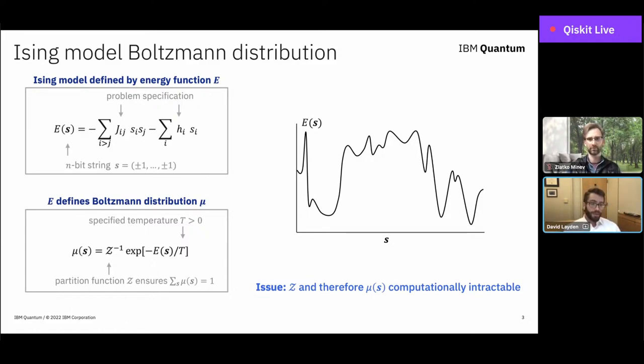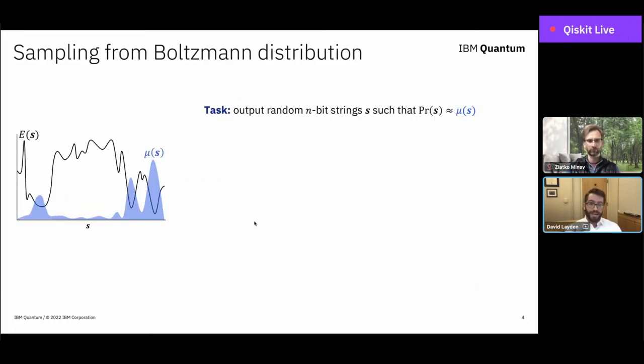So to be more concrete about what we're trying to do here, the idea is that we're given coefficients J and H together with some temperature T as part of a problem specification. And then we're tasked with outputting random n-bit strings such that the probability that I output any given string S is just the Boltzmann probability of S. And we could also have some error tolerance here. So maybe the probability is just close to within some specified epsilon. Now, the main figure of merit that we're going to be concerned with here is the time complexity. In other words, how many computational steps does it take me to start producing these samples?